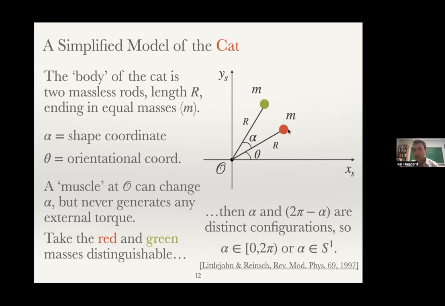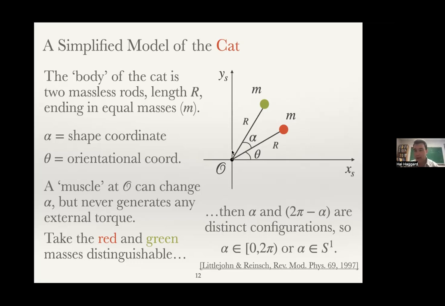So the red mass you could think of as the cat's tail or its back, and the green mass as its head, or something like that. That's my very rough model of the cat. And I'm going to pick some coordinates. I'll call them X_S and Y_S. The subscript S denotes that these are spatial coordinates. So I'm thinking of it that way.